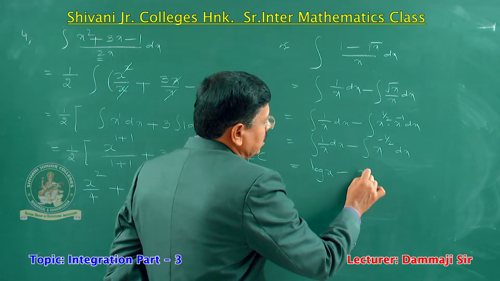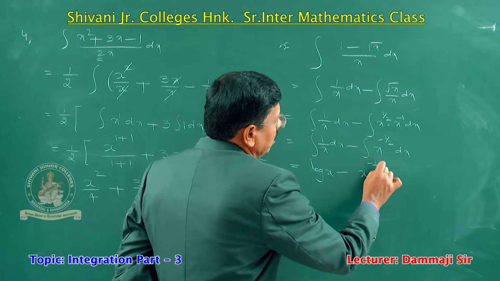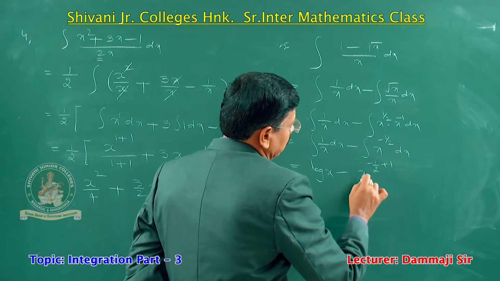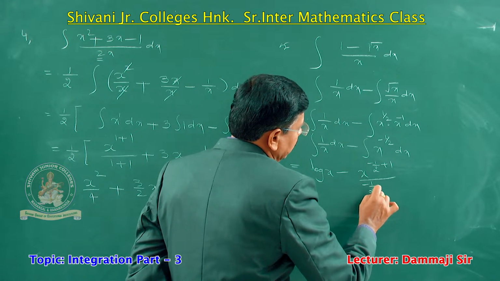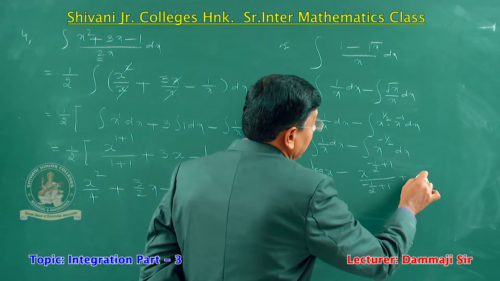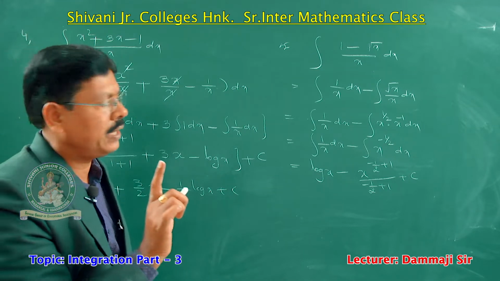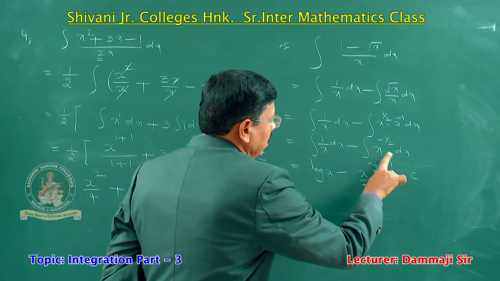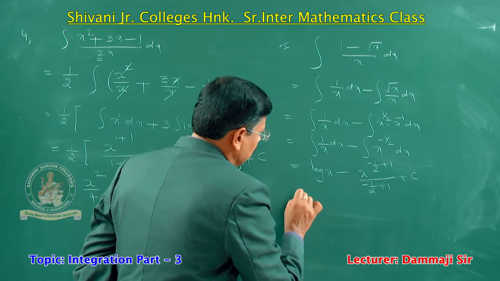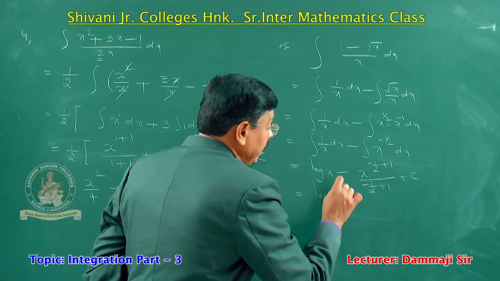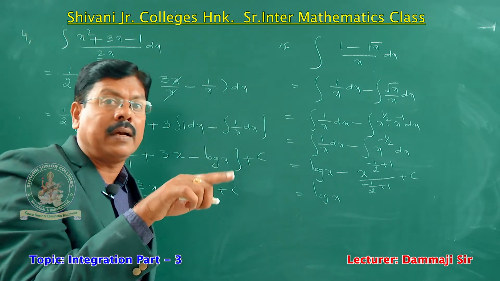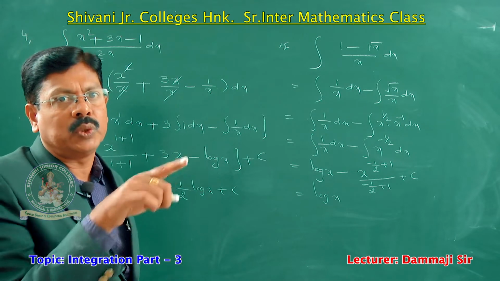That is x power minus 1 by 2 plus 1, by minus 1 by 2 plus 1, plus c. After completion, compulsorily put the constant of integration. The denominator part gives the result, so log x. After integration, again we enter the algebraic process, going to calculation.